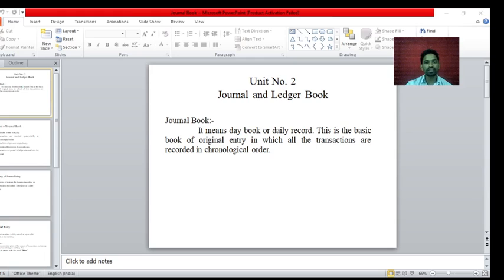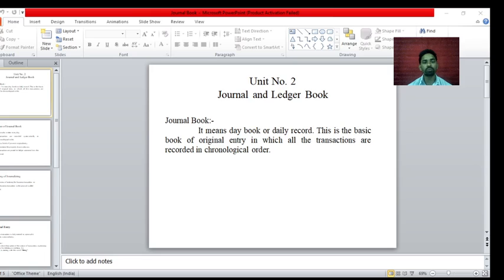Now in the next slide, the meaning of journalizing. Journalizing is the process of entering or recording a business transaction in the journal. So whatever the process is to pass the journal entry in the book of journal is called journalizing.